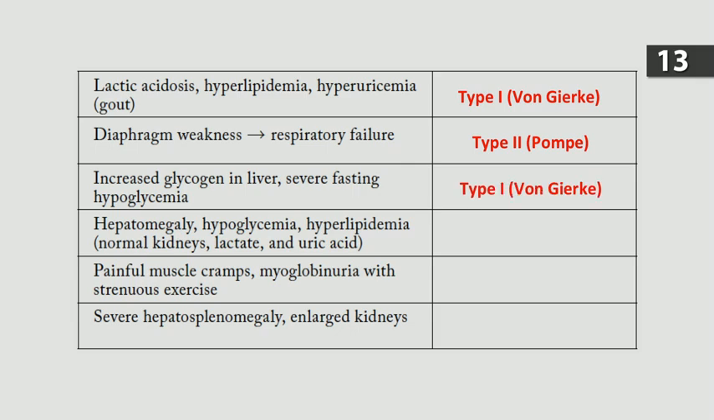Hepatomegaly, hypoglycemia, hyperlipidemia, but with normal kidneys, normal lactate, and normal uric acid. So it's not von Gierke's because those findings are normal. This is type 3 Cori disease. Painful muscle cramps and myoglobinuria with strenuous exercise, pretty benign disease, type 5 McArdle disease. Severe hepatosplenomegaly and large kidneys, this is type 1 von Gierke's disease.